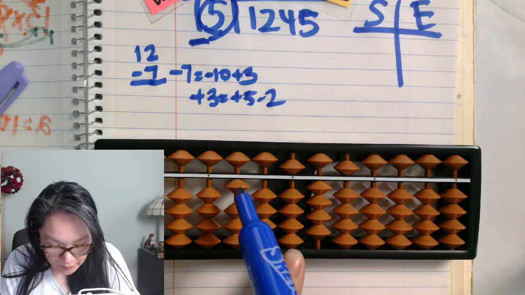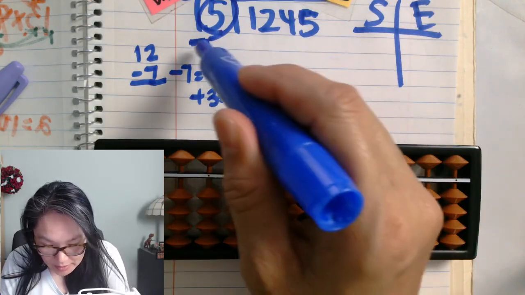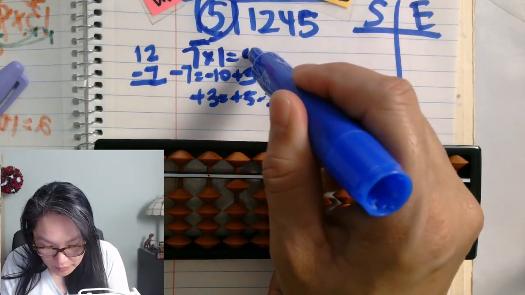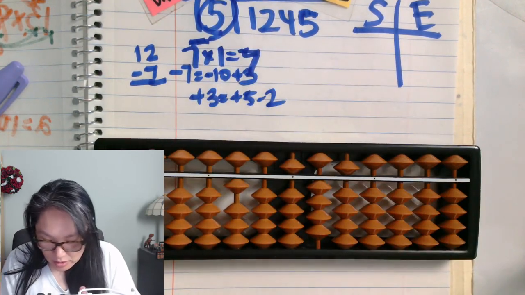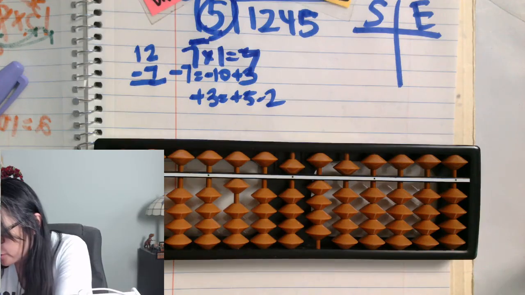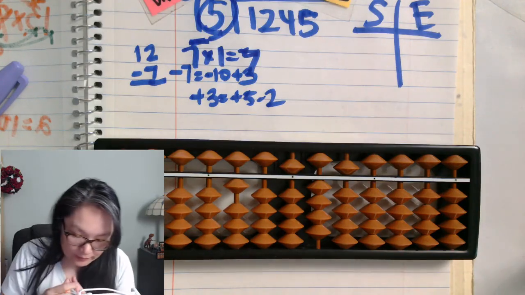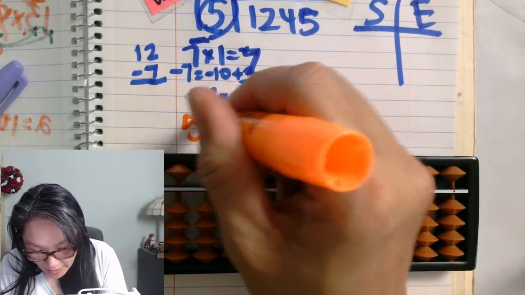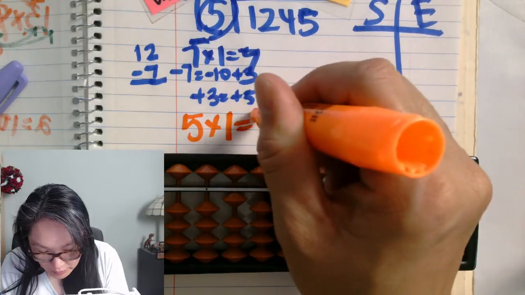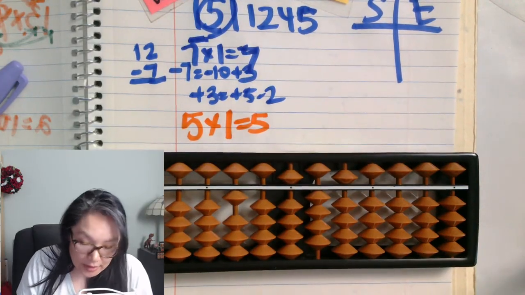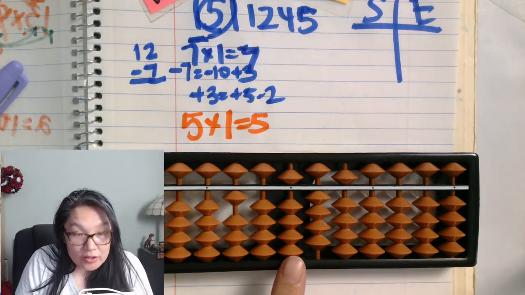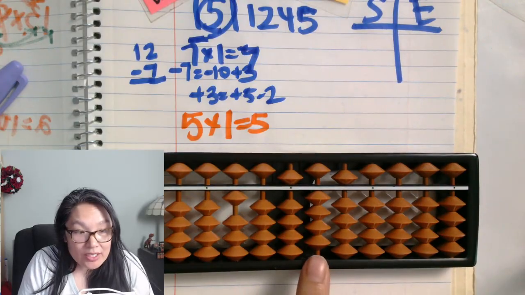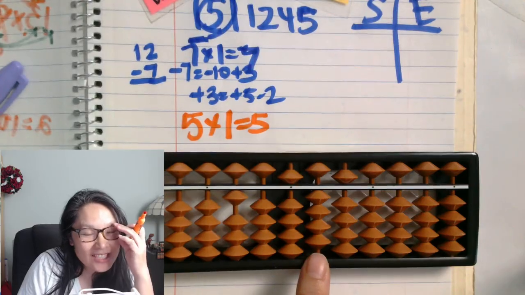What were we doing? 7 times 1. 7 times 1 is equal to 7. That's what we did. So whatever we did to the 7, we got to do to the 5. So it's 5 times 1 is equal to 5. 5 is a single digit. I got to go back and I have to take away 5. That's where you get tripped up.